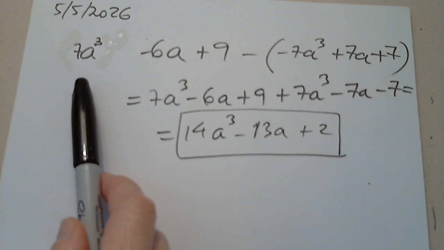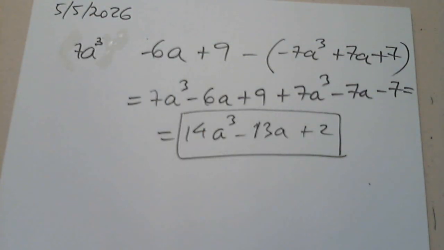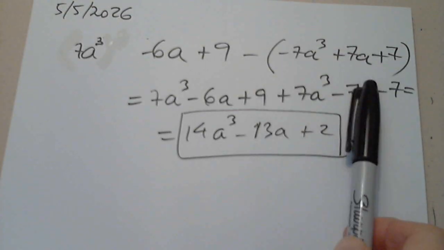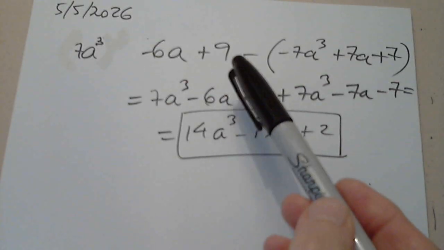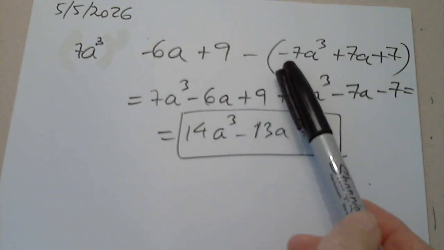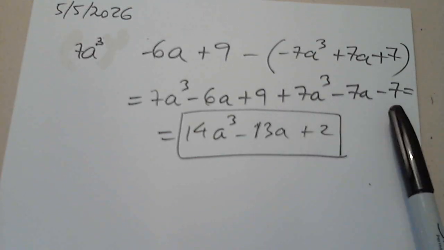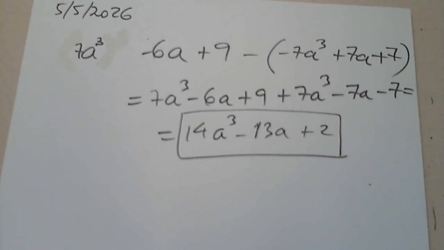Was this the problem? 7a cubed minus 6a plus 9, parentheses or not, it doesn't make any difference. Okay. And then minus negative 7a cubed plus 7a plus 7, is that correct? Yes. Okay. So then I have to distribute the negative. It changes to positive, negative, negative, positive, negative, negative. And now I have to present everything in descending order of the powers of the variable and combine like terms when possible. Go ahead, Nadi.